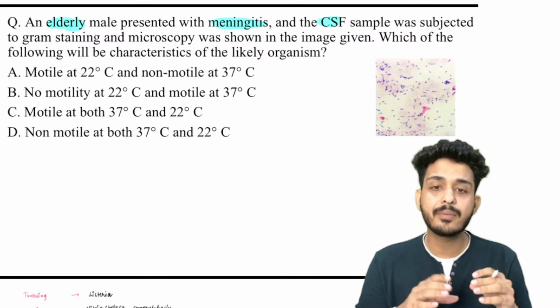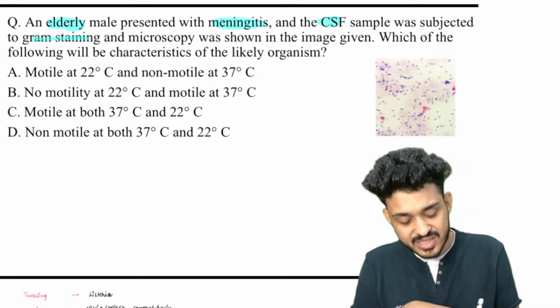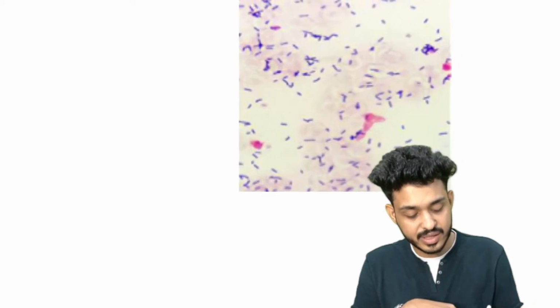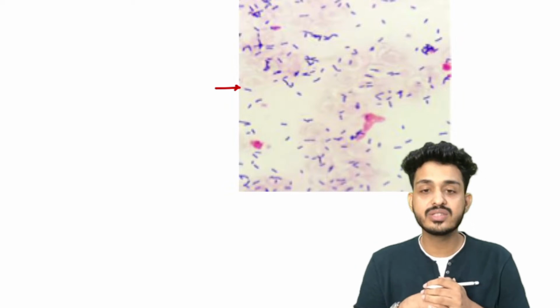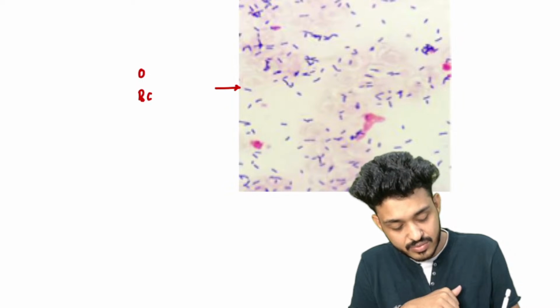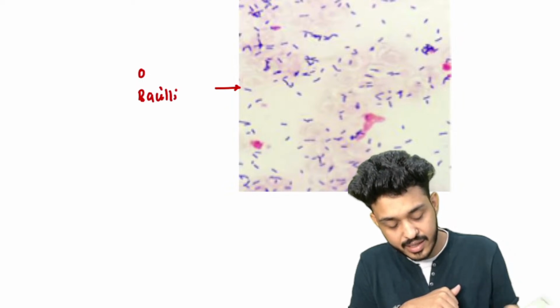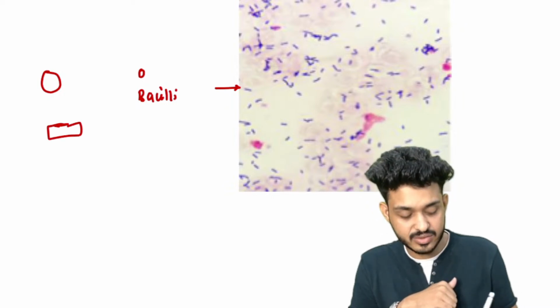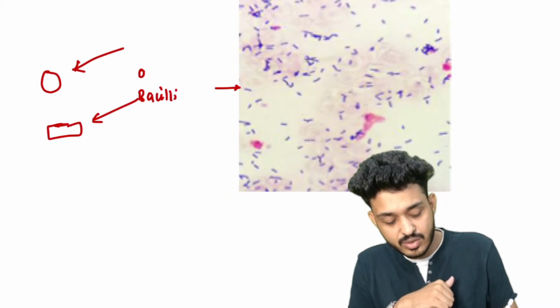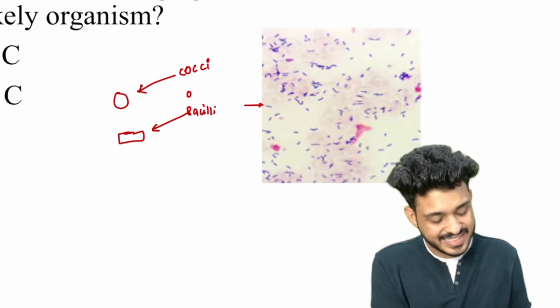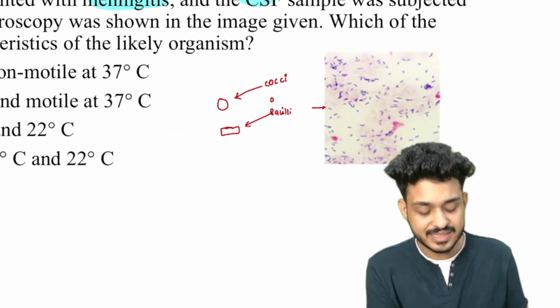Now we are doing the gram staining of this particular sample, and in the microscopy, try to see what kind of stain they are using. Can you see, are they cocci or are they bacilli? First of all, try to identify. Cocci are round bacteria, bacilli are rod like bacteria. So is it a bacilli or is it a cocci? You can see it is a bacilli. It is a bacilli, first thing.